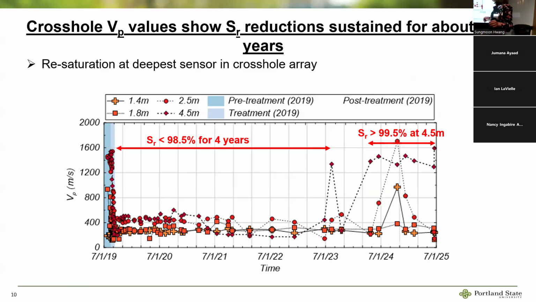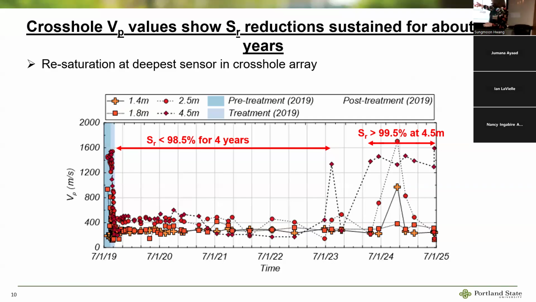Or last year, yeah. So last July I got a call from Sung Moon saying the soil's saturated. I didn't expect it to be saturated. And Kayla, who took these measurements, says, oh yeah, the cross-hole data are also showing that we have resaturation as well at the deepest cross-hole sensor too. So maybe that saturation front is coming from below as the gas, the desaturated zone, kind of weathers away.